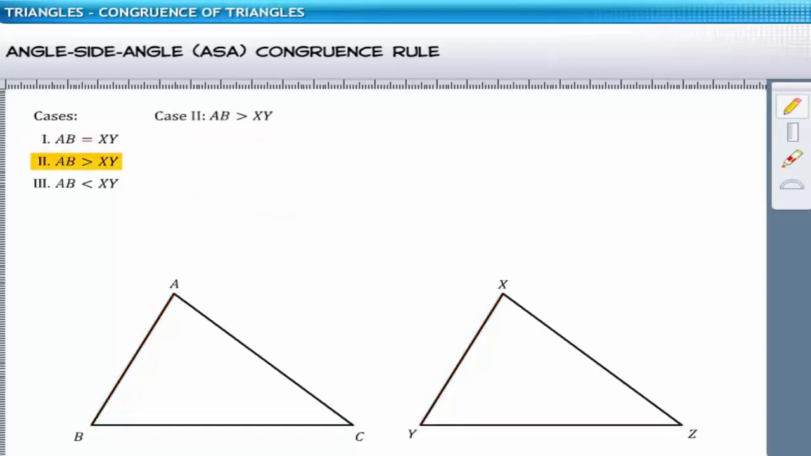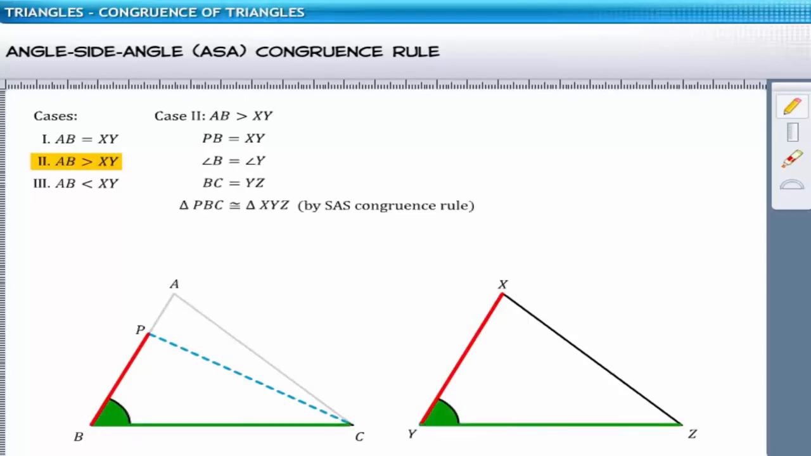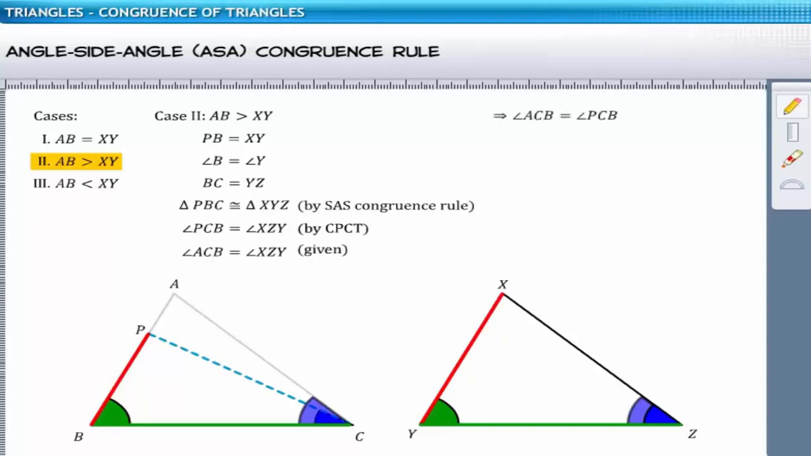In the second case, let's assume that AB is greater than XY. Consider a point P on AB such that BP is equal to XY. Now, in triangles PBC and XYZ, PB is equal to XY, angle B is equal to angle Y, and BC is equal to YZ. Thus, by SAS axiom, triangle PBC is congruent to triangle XYZ. Since corresponding parts of congruent triangles are equal, angle PCB is equal to angle XZY. We are given that angle ACB is equal to angle XZY. So, angle ACB is equal to angle PCB. This is possible only if P coincides with A.